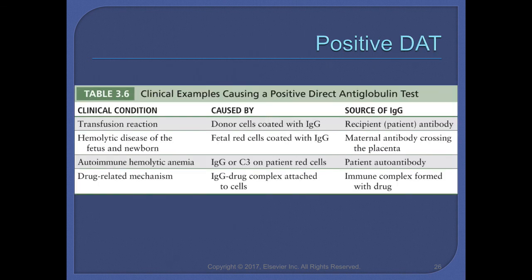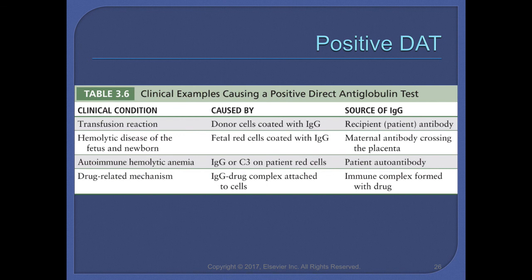So these are some clinical examples that would cause a positive DAT test. For example, in a transfusion reaction, a positive DAT could be caused by donor cells that are coated with IgG. The source of the IgG would come from the patient's or the recipient's antibody.